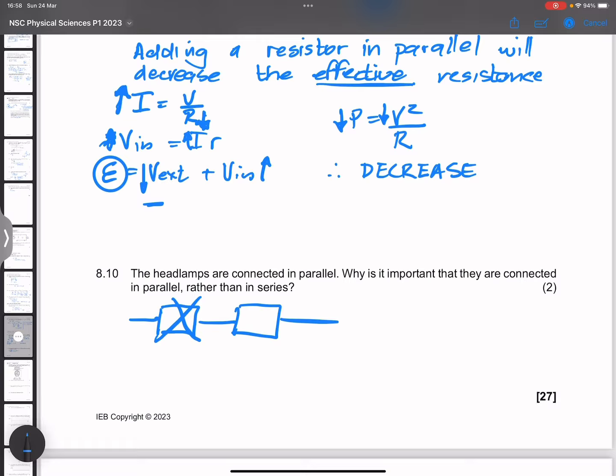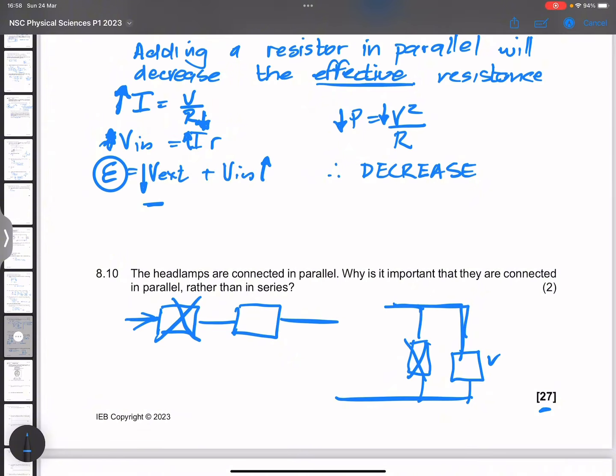It means both of them will not be able to work. Why? Because current cannot flow, right? But if I connect them in parallel, what am I ensuring? That even if one of them burns out, at least the other one can still function. So that's the advantage of using parallel resistors. And what do you know? We've reached the end of question 10.